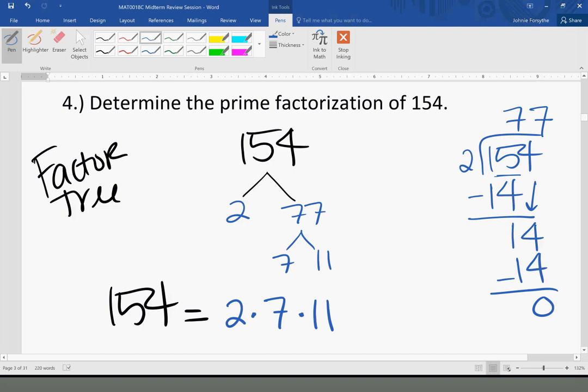Okay? Any questions about this one? Saying 2 times 77 would not be a prime factorization because 77 is not a prime number. All the numbers have to be prime in order for it to be a prime factorization.